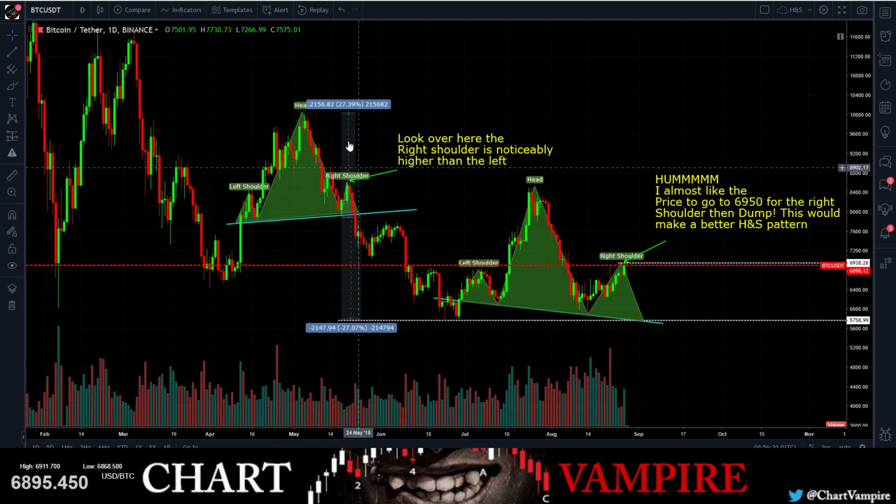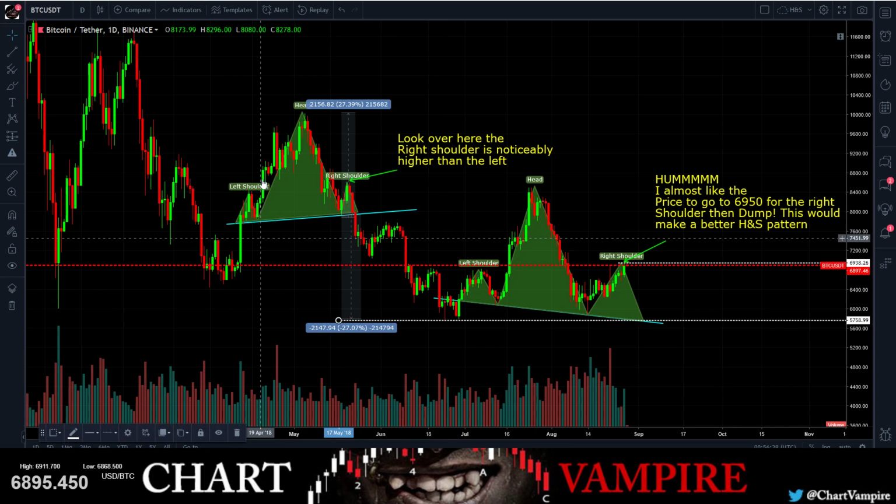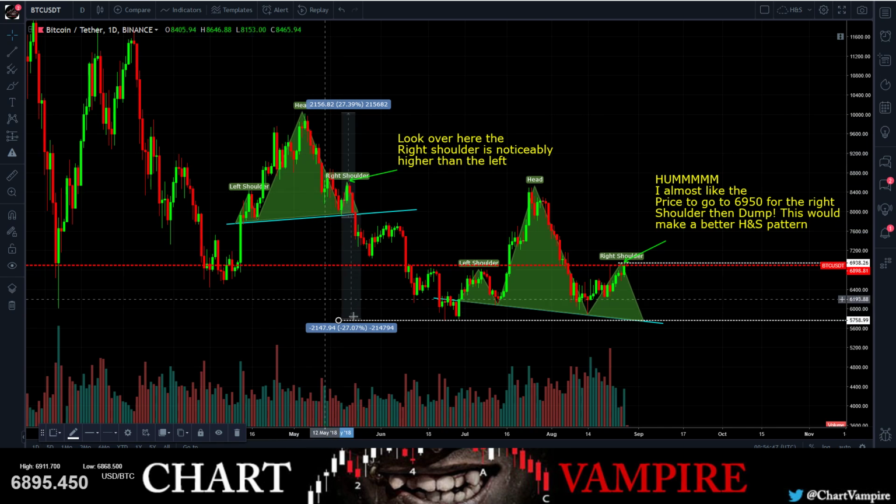Left shoulder, head, right shoulder measurement, 2156 top to bottom. Perfect fallout 1-to-1. 2447 fell all the way down, tapped here. Now this was a perfect head and shoulders setup, and I just never even called this. I called the top at 8,200, not at 8,400. This fell out. This was absolutely perfect.